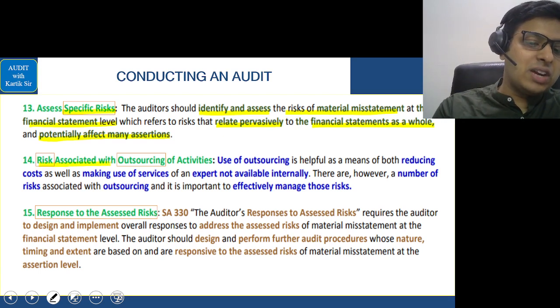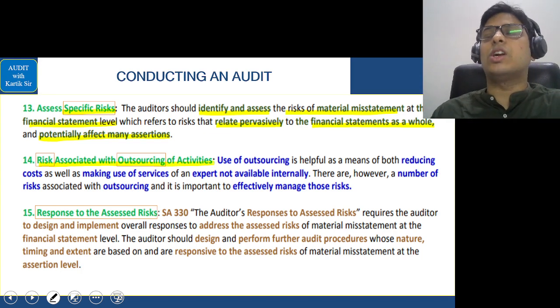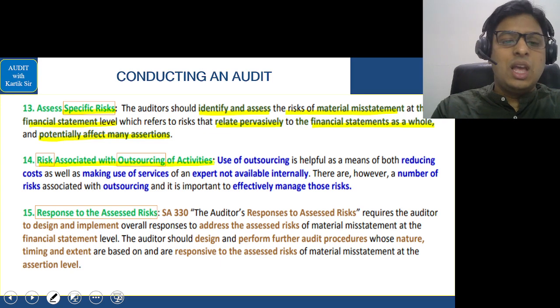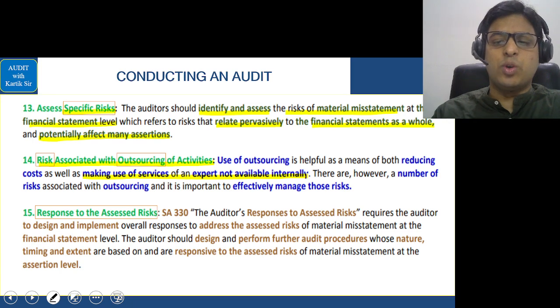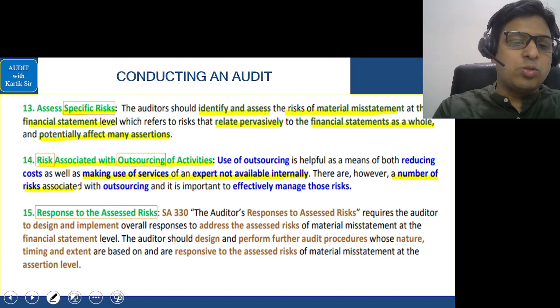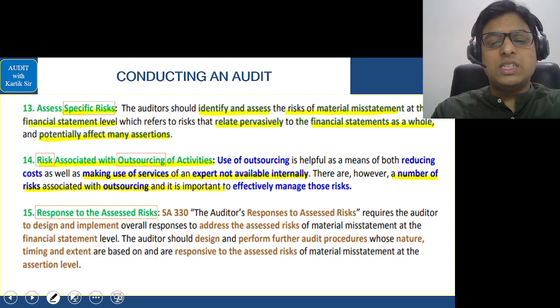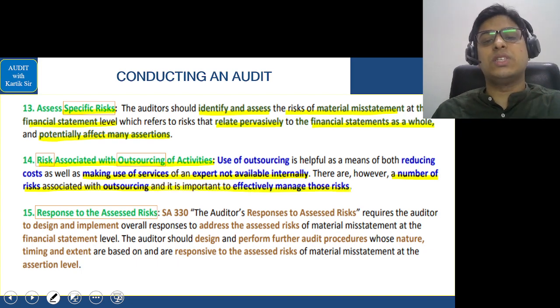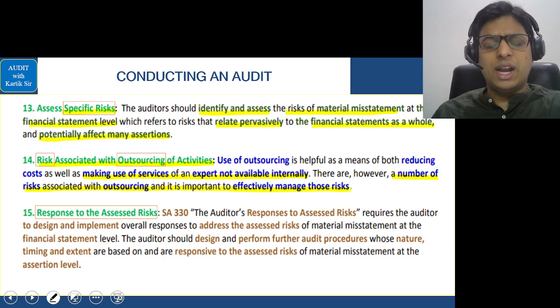Next is risk associated with outsourcing of activities. If the bank has given some work to an outside party, whether there's any risk in relation to that. Suppose by chance the bank's clients' personal details should not be shared by mistake. The bank can make use of the services of an expert not available internally. Only then you will go outside for support. There are, however, a number of risks associated with outsourcing, especially information sharing, and it is important to effectively manage those risks. So confidential information, for example a person's name, address, a bank account number, and other details, should not be disclosed very openly, correct?